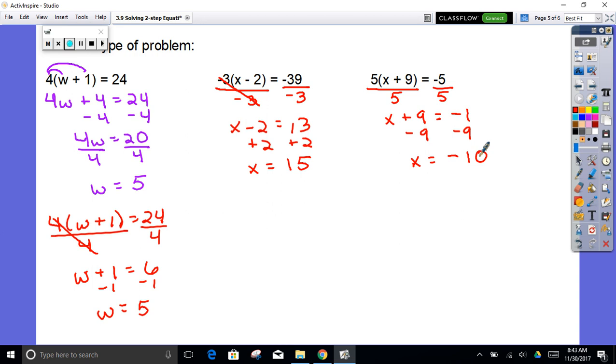On the exit ticket, I don't remember if I gave you one with distributing. No, I didn't, so that won't be an issue.